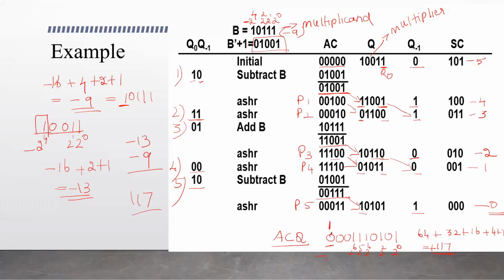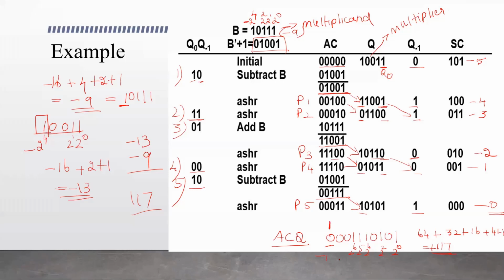When the result is negative, to find the number you have to convert it. Again, you complement the result and find the 2's complement, so you get the positive equivalent of that. That way you can easily find the result.